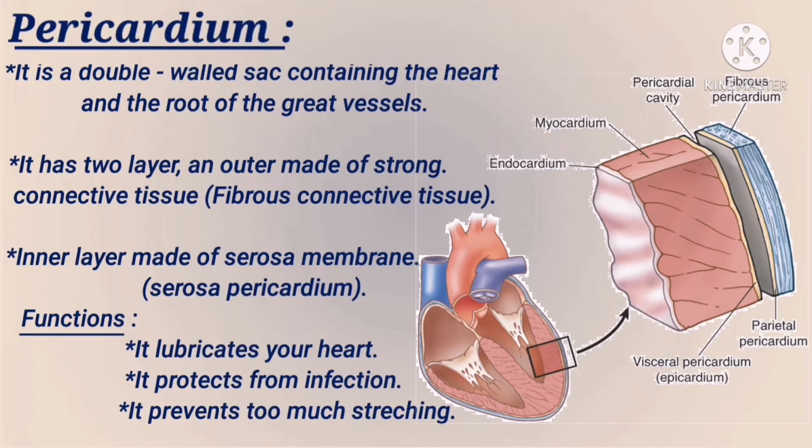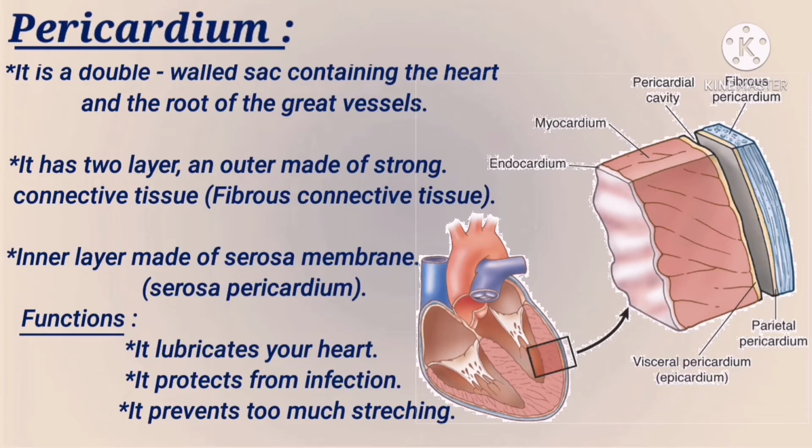Function of pericardium. Pericardium lubricates our heart in order to prevent friction with the tissue around it. Pericardium protects our heart from infection that might spread from nearby organs like lungs. Pericardium prevents too much stretching of heart by preventing overfilling of blood in cardiac chambers.